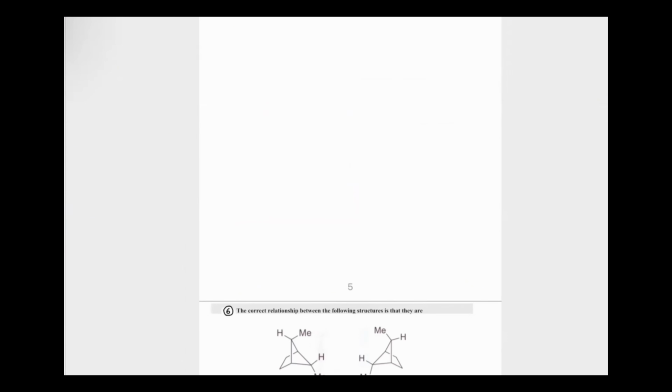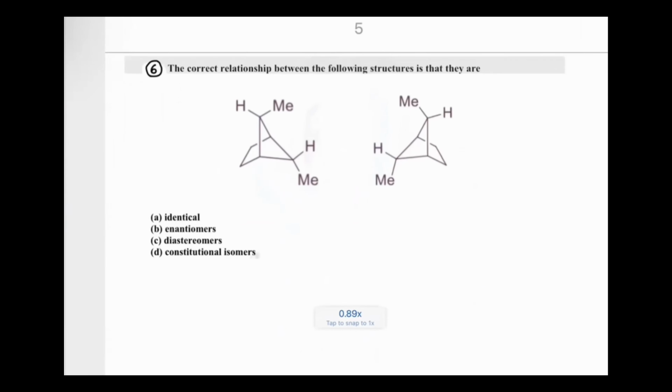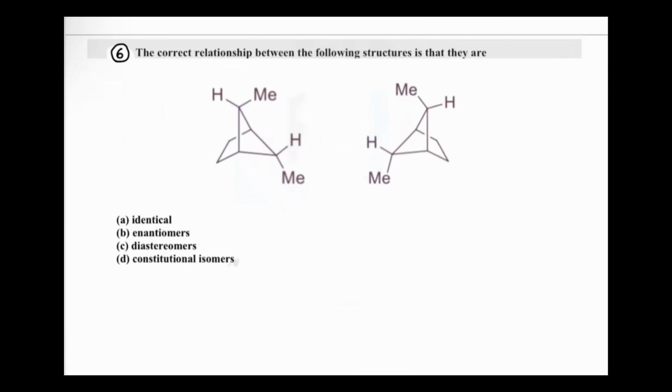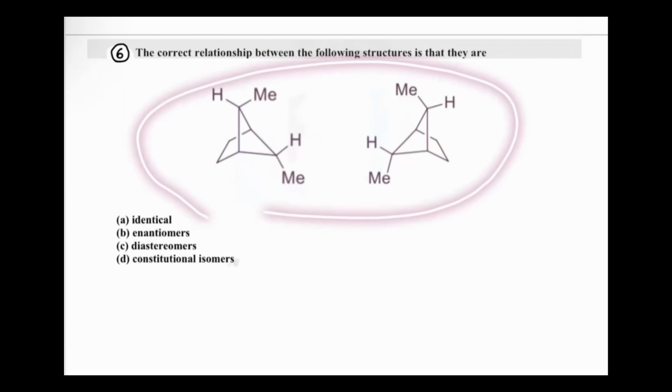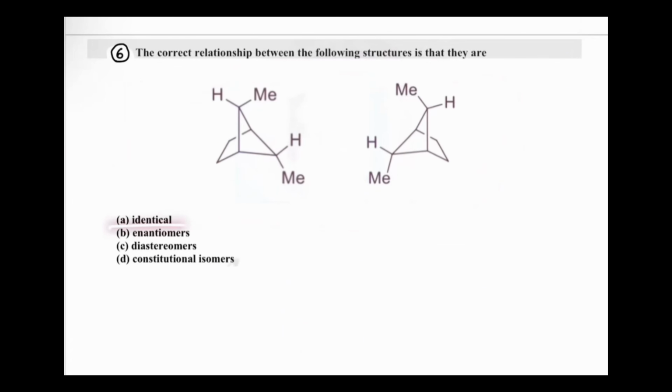And now we'll see the next type of question that we can expect in stereochemistry, where you'll be getting two molecules and you need to find the relation between both these molecules. They can be either identical, enantiomers, diastereomers, or constitutional isomers. And we already know what all these terms mean.